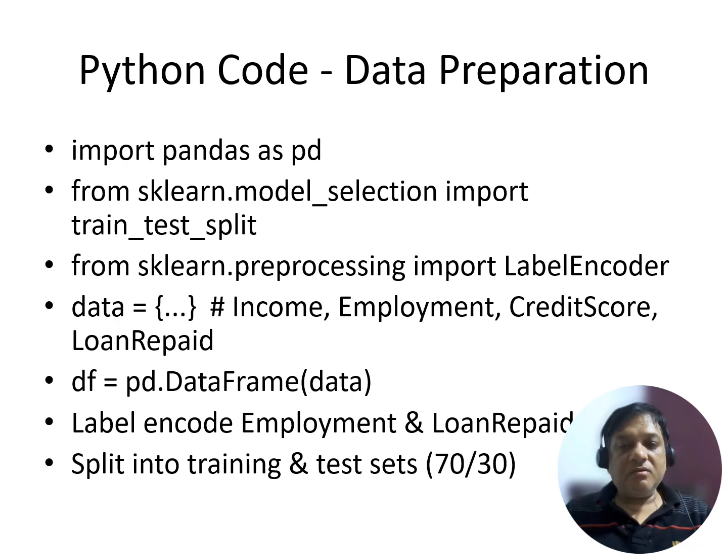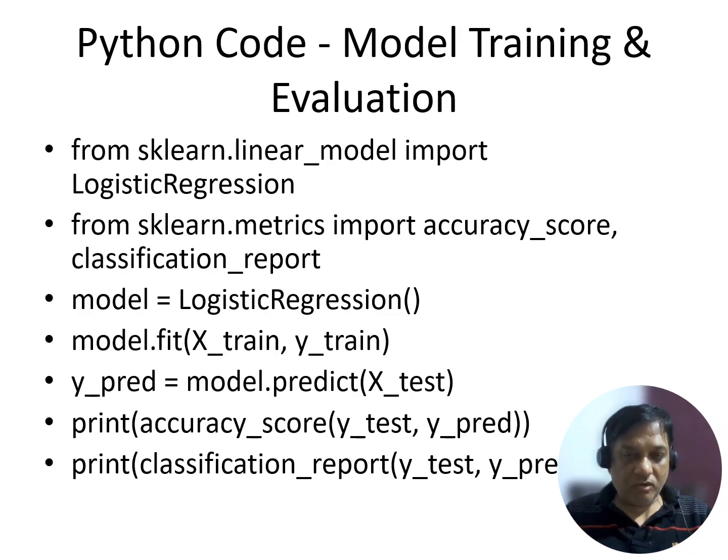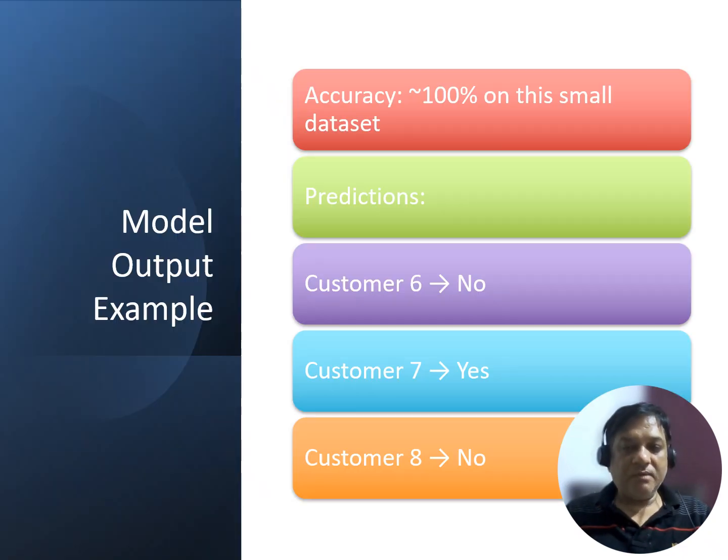Then this is the Python code for data preparation that you can put in to check how it will run in Python. I will be putting the entire code in the description, so you will get all this code in the description, and then it will give you the output. At present, the model output example will be accuracy 100% because it's a small database. Predictions: customer 6 will be no, customer 7 yes, customer 8 no.